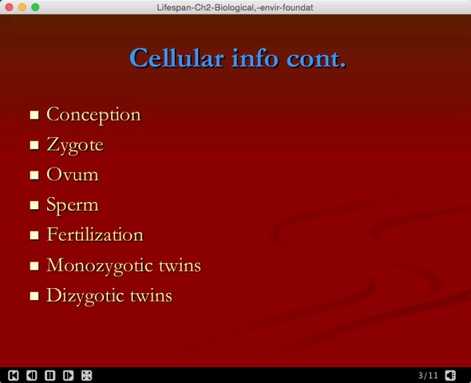Conception takes place when the male sex cell, or gamete, called a sperm cell, joins or fertilizes the female sex cell, or gamete, called an ovum. The result is a single cell called a zygote. The ovum is the largest cell in the body, 1/4 the size of a period at the end of a sentence. A girl is born with all 400,000 of her ova on board. An ovum lives only 24 hours after release.